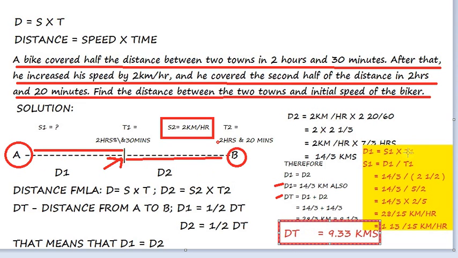But what about the speed? The initial speed of the biker. The distance formula is d1 equals s1 times t1, as we have discussed. So that means that s1 equals d1 divided by t1. The distance 1 is 14/3, and the time is 2.5. Therefore, 14/3 divided by 5/2. The rule is we change that division to multiplication. Therefore, 14/3 times the reciprocal of 5/2, which is 2/5. So 14 times 2 is 28, and 3 times 5 is 15.